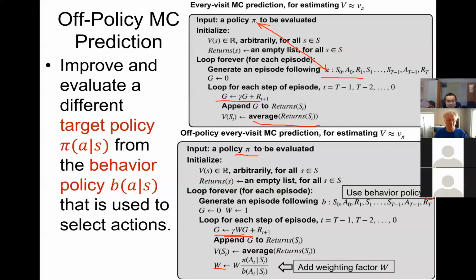So it's called off-policy because you're improving and evaluating a target policy pi that is different from the behavior policy b that's used to select actions. Therefore, you need to add the weighting. The reason you want to do that is because the behavior policy may be much more random, more adventurous, which allows more exploration, whereas the target policy may become more and more deterministic as you are training your policy.